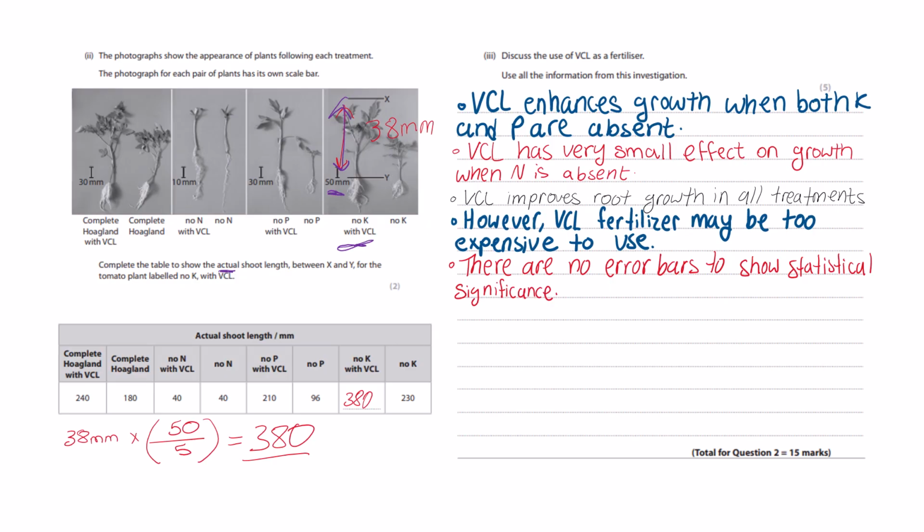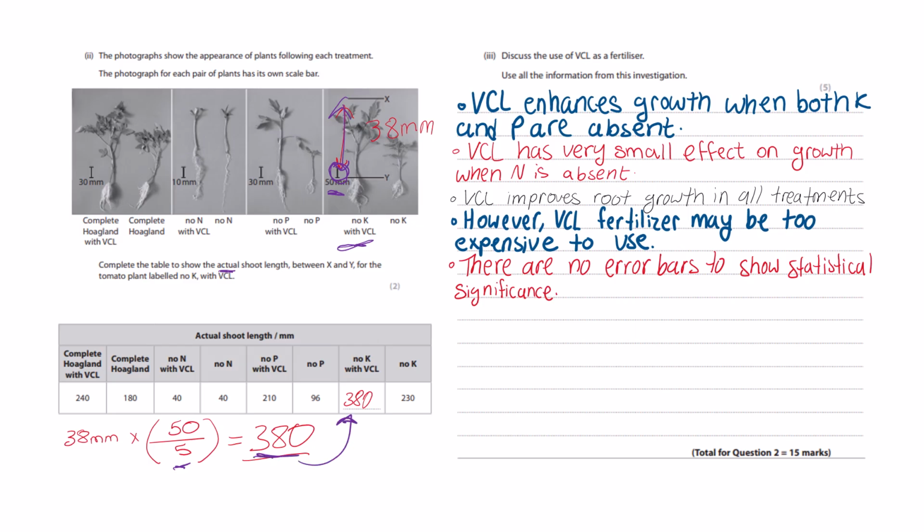Okay, and you're also going to need to be measuring the scale bar over here. When you measure the scale bar, it's going to be 5 using your ruler. So from X to Y, it's going to be 38 millimeters. Okay, then we're going to multiply that by 50 divided by 5, which is going to give us 380, and just write your value over here.